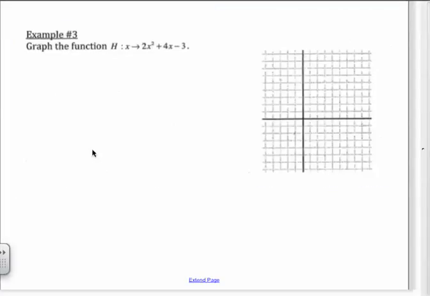Okay, can't get this going. Here we go. Y equals 2x squared plus 4x minus 3. Does that make you feel better if I just get rid of that? Okay, fine. If that makes you feel better.